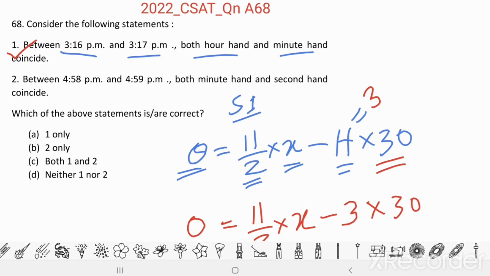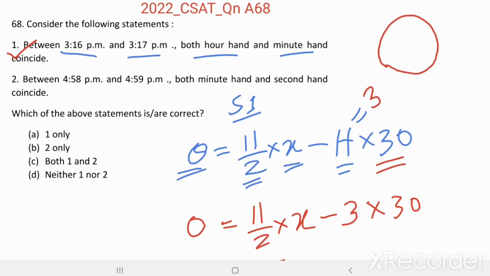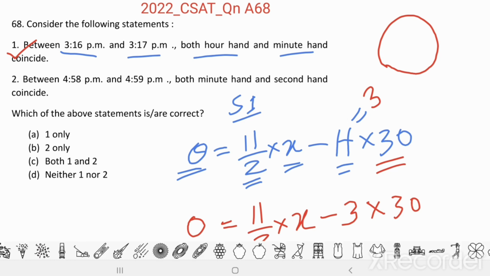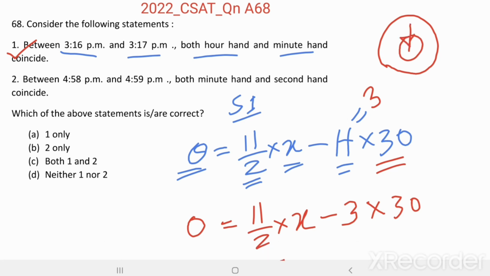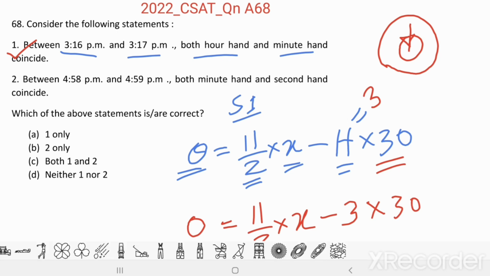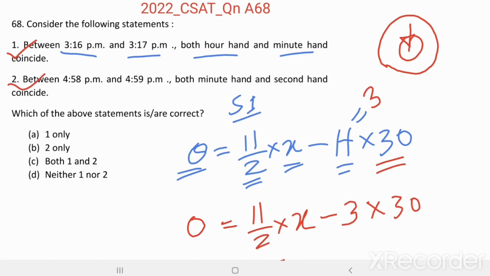Now see statement 2. Between 4:58 p.m. and 4:59 p.m. both minute hand and second hand coincide. For each minute movement of the minute hand, the second hand completes one rotation. Therefore, they will definitely coincide with each other. Statement 2 is also correct. Therefore, the answer is both 1 and 2 are correct.